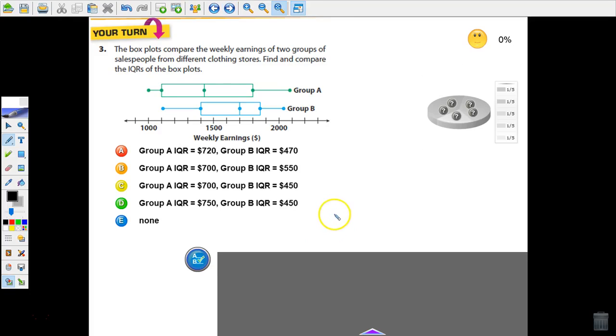Okay, your turn. The box plots compare the weekly earnings of two groups of salespeople from different clothing stores. Find and compare the IQRs. Pause, your turn. Okay, let's get started. Upper quartile, lower quartile, upper quartile, lower quartile. So A.